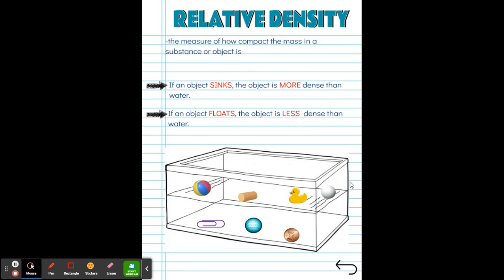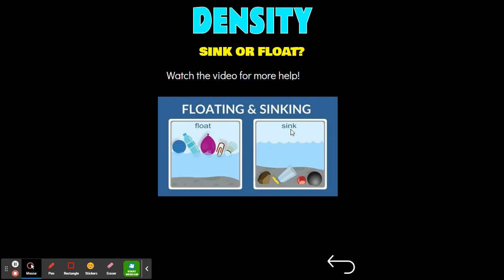Relative density. The measure of how compact the mass in a substance or object is. If an object sinks, the object is more dense than the water. But if the object floats, the object is less dense than the water. So here we have three things that have sunk to the bottom. If those are sinking to the bottom, we can say that they're more dense. And these four objects that are floating on top would be less dense than the water.